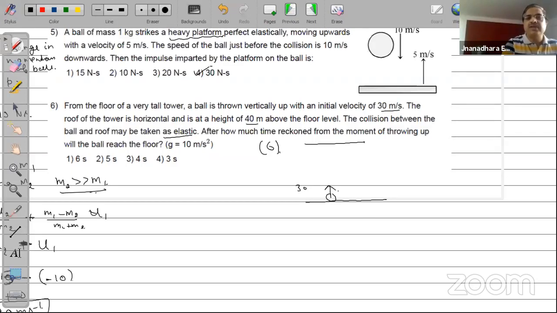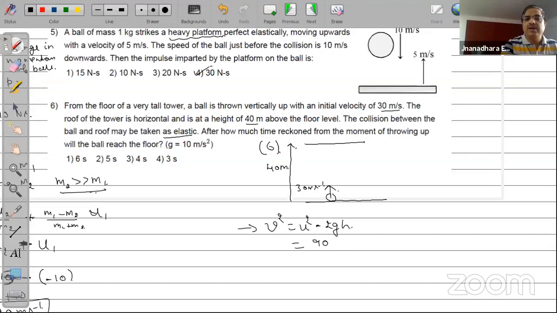30 meters per second is the initial velocity. As it reaches a height of 40 meters, remember it would have lost some amount of velocity. Now, what is the amount of velocity that it loses? Can be easily worked out. V square is equal to U square minus 2GH, something that we all know from our discussion earlier.